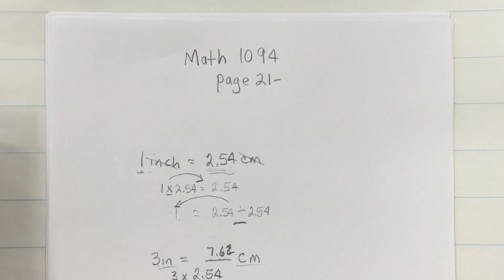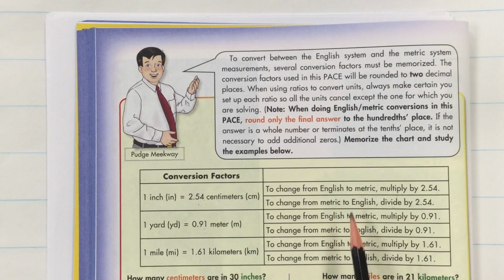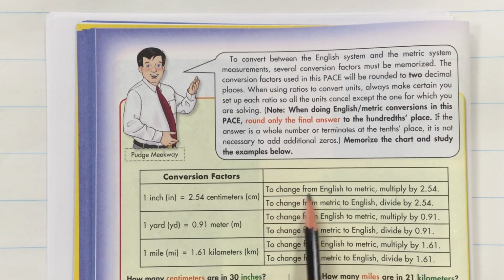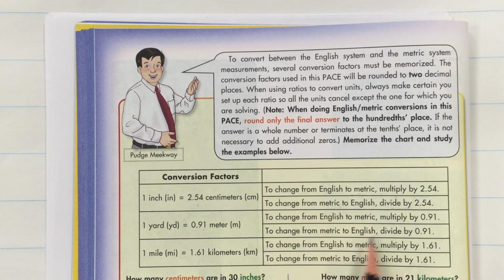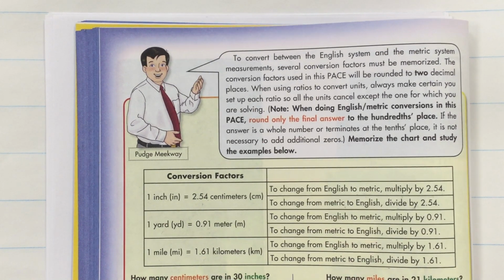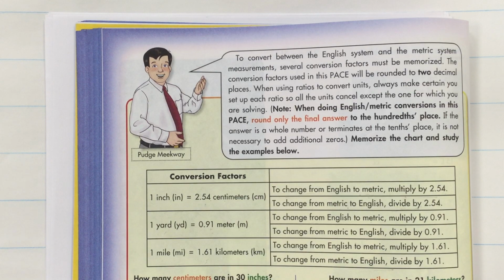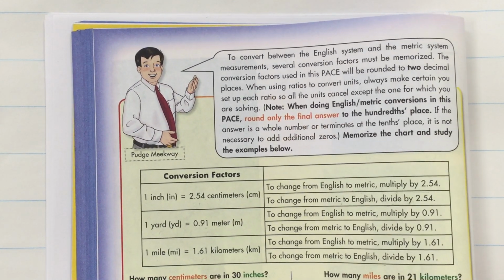Or, if you like, we can memorize this right here. To change from English to metric, multiply. Change from metric to English, divide. Change from English to metric, multiply. Metric to English, and so on and so forth. You can memorize it that way. I like to think about the numbers and their relationship.